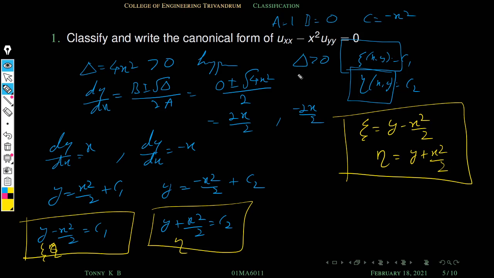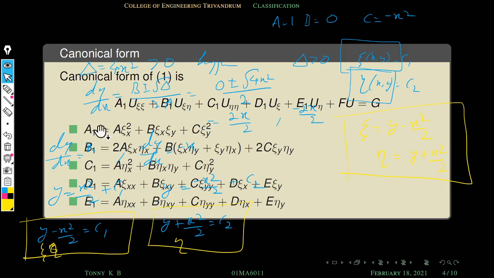But that is a straightforward method, that is, using the chain rule. Instead of using the chain rule multiple times, we can use this ready-made formula. What is our ready-made formula? Yeah, this is our ready-made formula. We can find a1, b1, c1 and everything using this formula. For evaluating a1, b1, c1, d1 and everything, we have to find psi x, psi y, eta x, eta y.